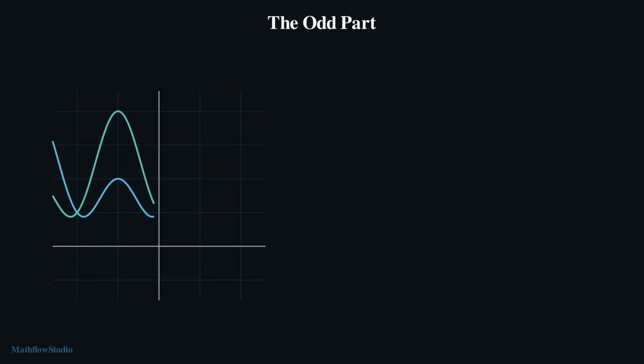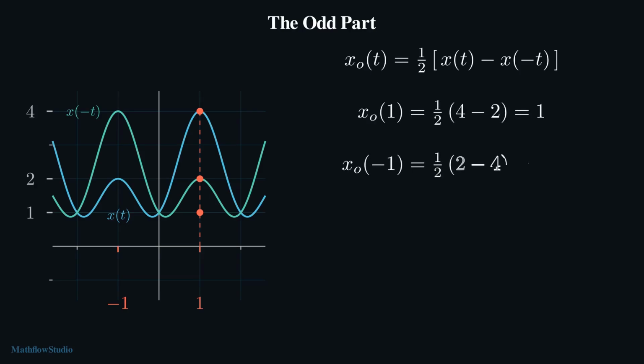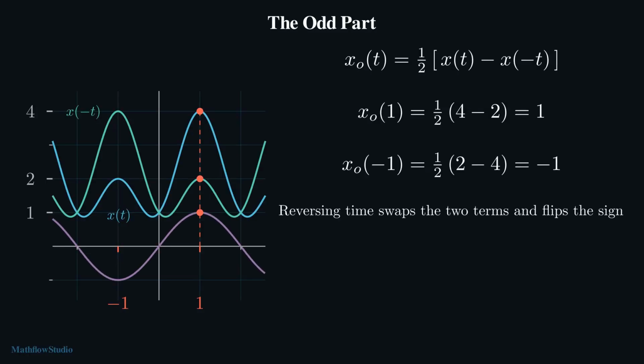The odd part is half the difference of the same two signals. At the instant 1, the difference of 4 and 2 is 2, and half of that is 1. At the reversed instant, the subtraction runs the other way, and the answer is -1. The curve through those differences is the odd part, and it passes through the origin as every odd signal must.